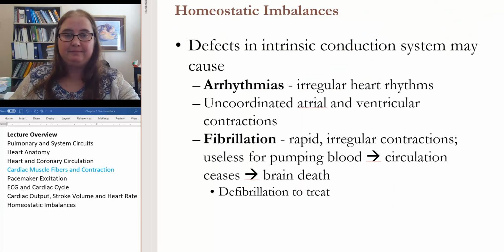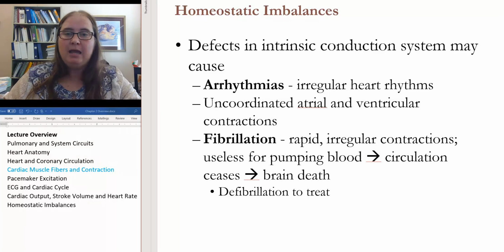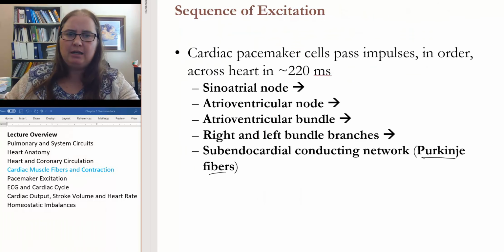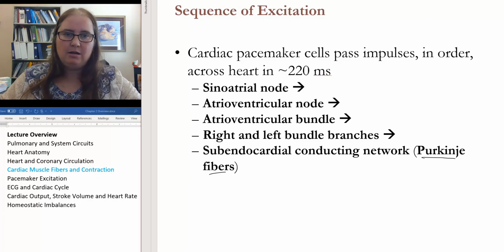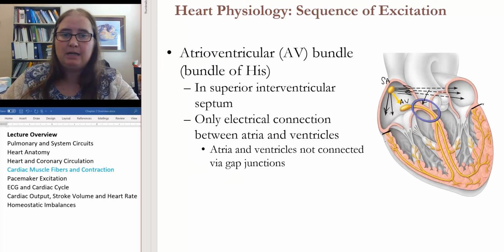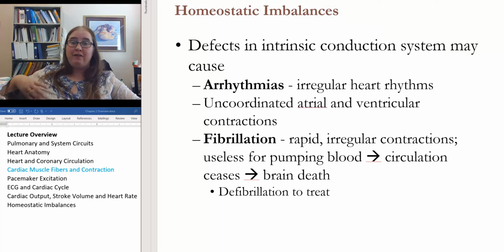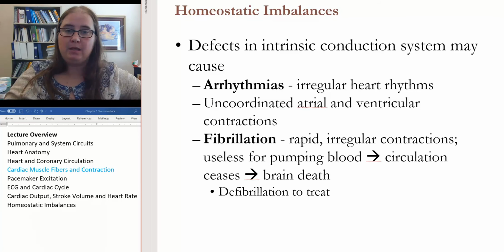It's insane. So some homeostatic imbalances that we see in patients are in terms of their intrinsic conduction system. When we talk about this AV node system right here, this group of structures and processes is known as the intrinsic conduction system. So you may see that pop up, or I may say it without thinking about it or explaining it to you. If there's a defect in one of these systems, this can lead to an arrhythmia.